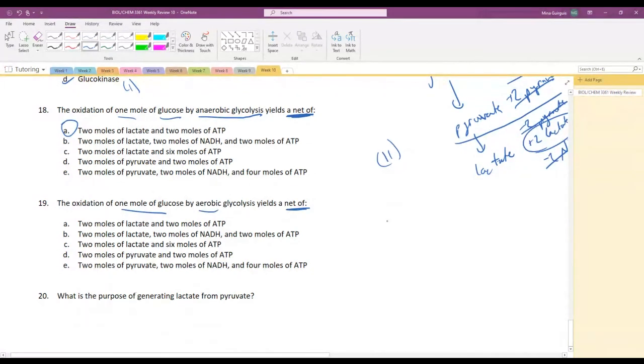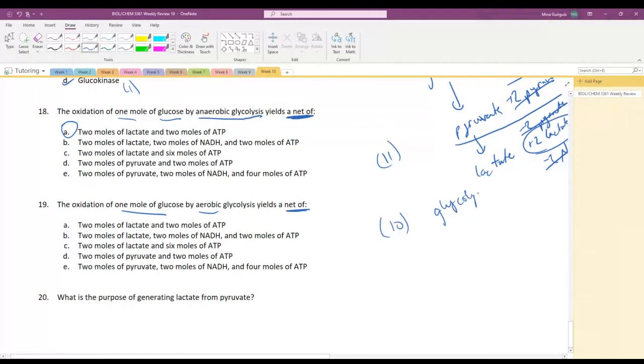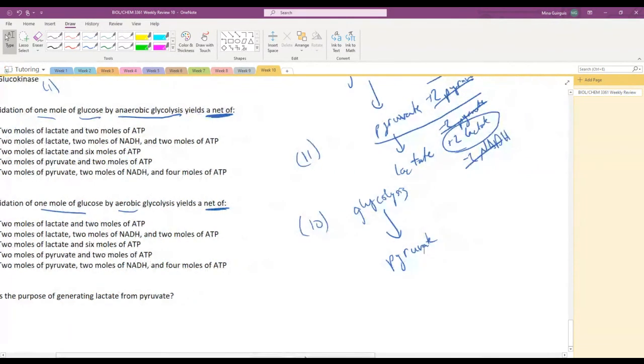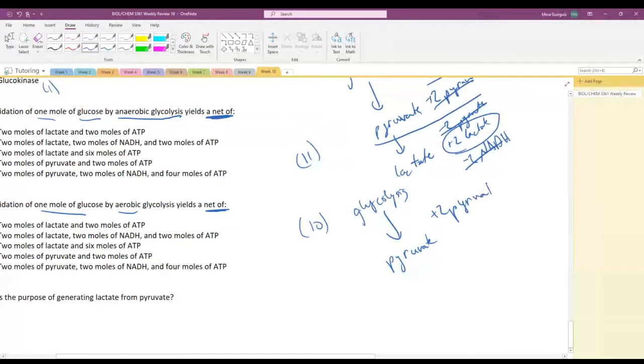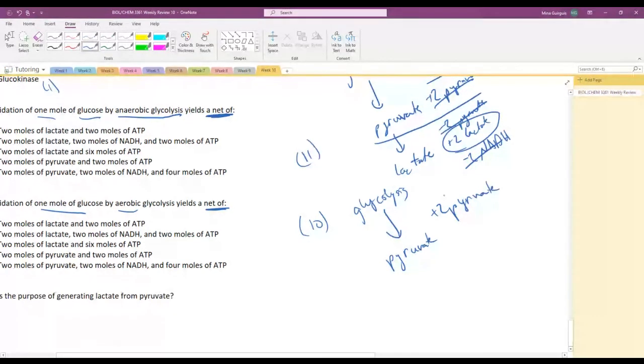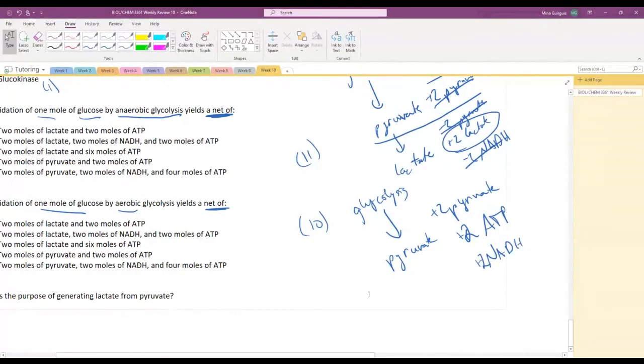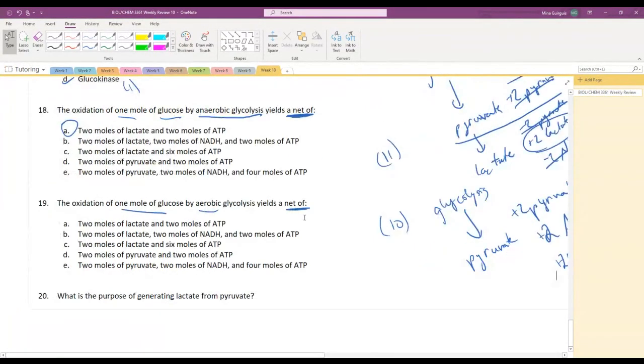So now we're dealing with only 10 steps. So glycolysis to pyruvate. Okay, so in that case, we already know what happens. We just talked about that for the earlier problem. We get plus 2 pyruvate, obviously. I was going to say plus 4, I'm going to say plus 2 ATP and plus 2 NADH. So in this one, the answer is E.